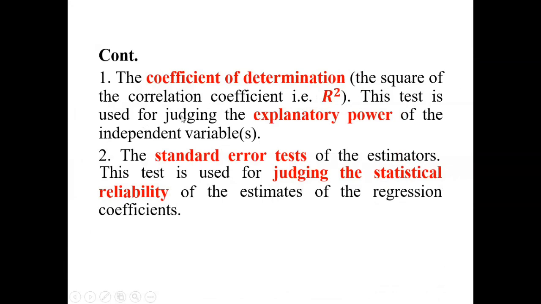So the coefficient of determination is the square of the correlation coefficient, R square. This test is used for judging the explanatory power of the independent variables. The standard error test of the estimators. This test is used for judging the statistical reliability of the estimator of the regression coefficient.